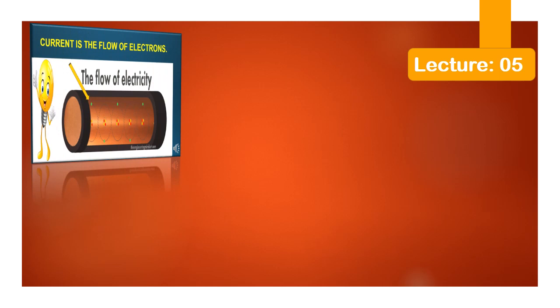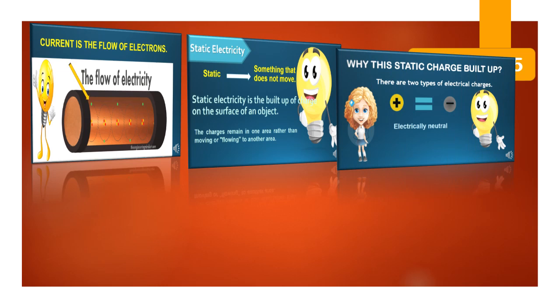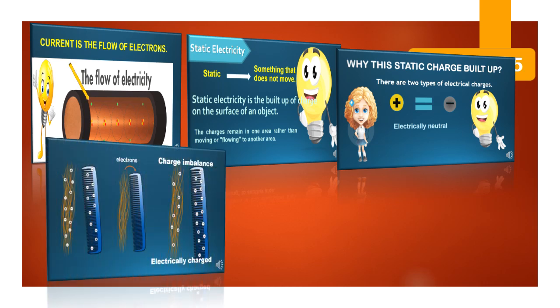In lecture 5, we have seen current is the flow of electrons. Then we saw static electricity is the buildup of charge on the surface of objects. Then we saw there are two types of electrical charges. Initially, the number of positive electrical charges is equal to the number of negative electrical charges, and objects are electrically neutral. When charge imbalance occurs, then objects get electrically charged.